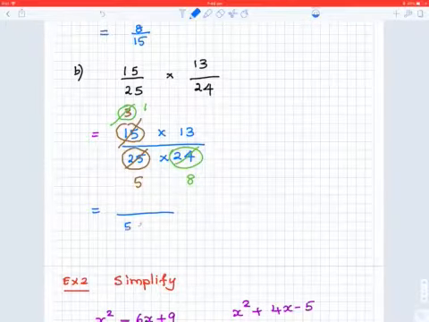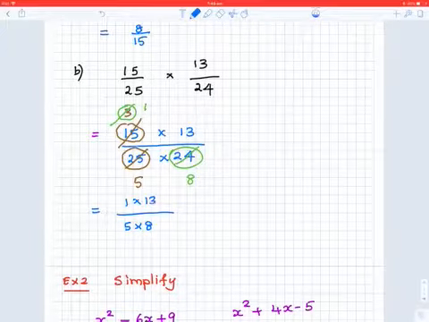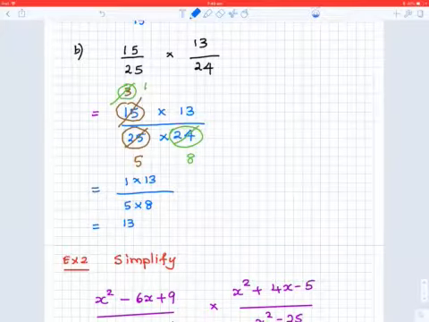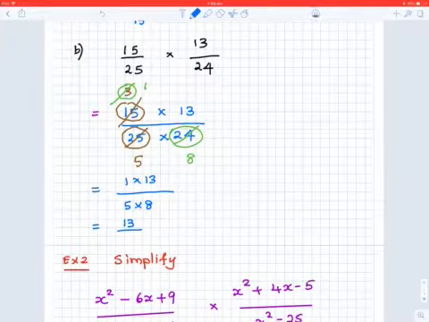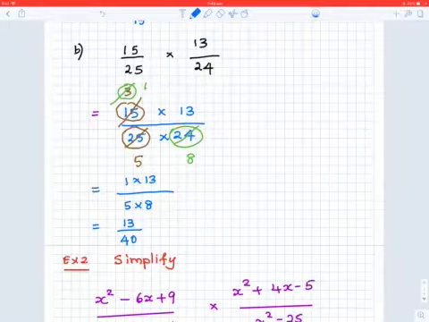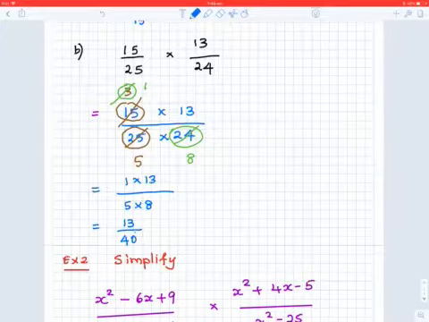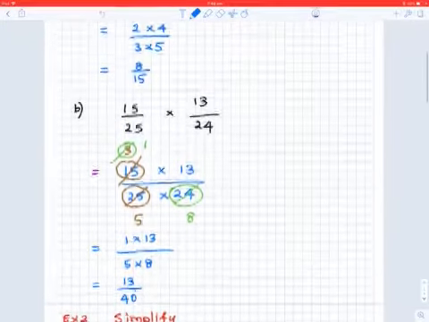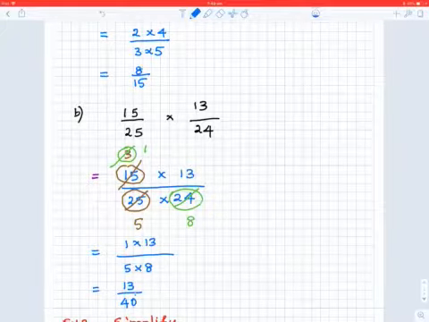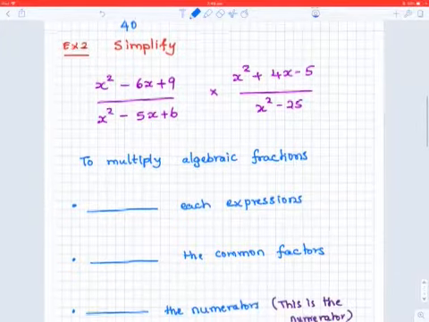leaving the final denominators 5 and 8, so 5 times 8 goes here, and the numerator you have 1 times 13. So now the answer is 1 times 13, which is 13, divided by 5 times 8, 40. And there is no more simplification possible. So this is your final answer for question B. Okay. Now this is for numbers. We are going to use the same method for algebraic fractions.